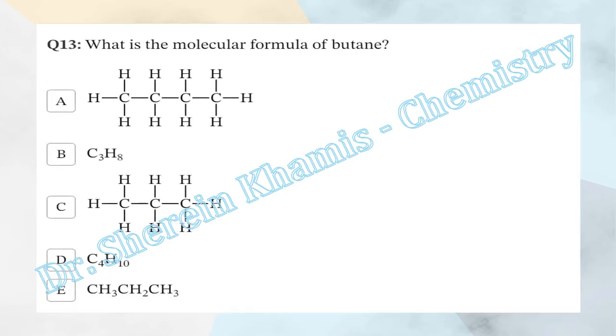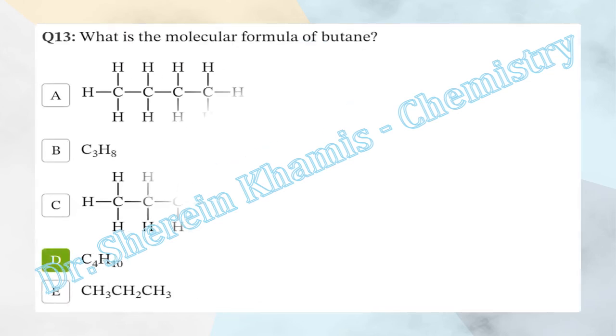Question 13 says, what is the molecular formula of butane? Okay, if we discuss the molecular formula, we check the correct number. Letter A will be wrong, letter C will be wrong, and letter E also will be wrong. We have here letter B and letter D. If we number the carbon atoms, but means 4 carbon atoms, so the right answer here will be letter D, C4H10. Let's go to question number 14.